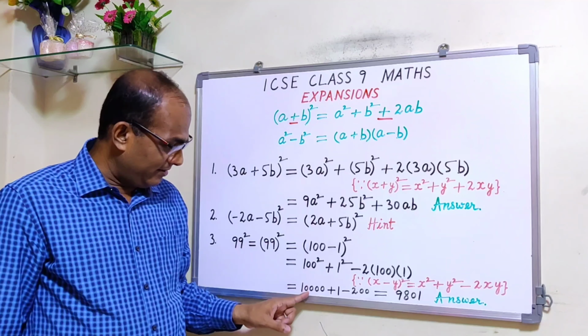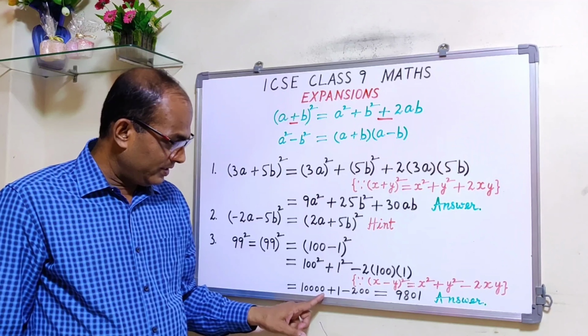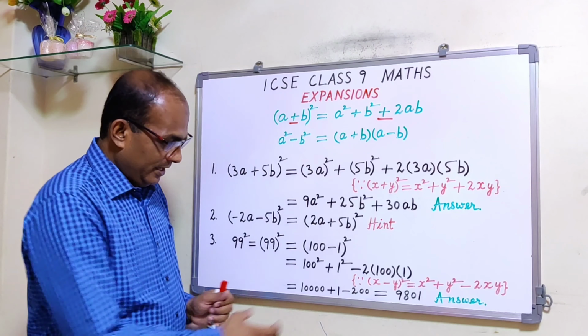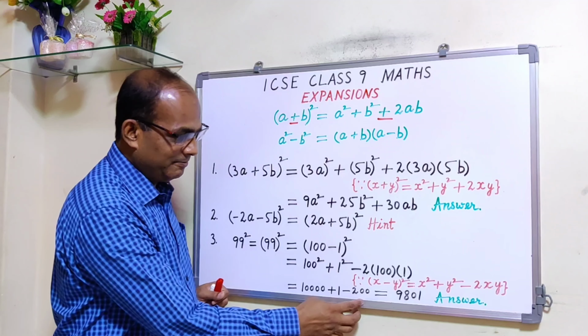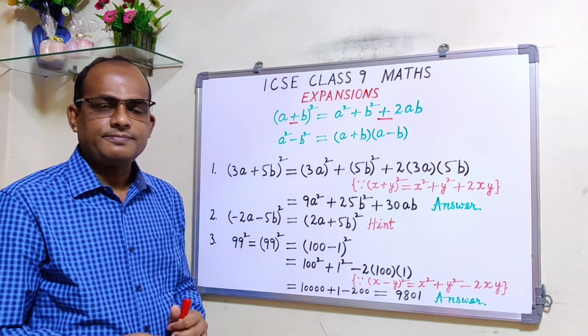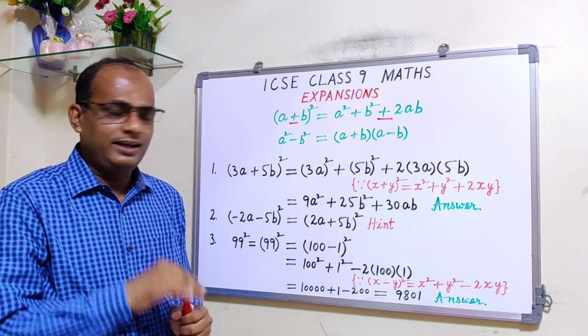Now 100 square is 1 and 4 zeros. 1 square is 1 and 2 ones are 2, 200. You add this and then subtract, that much you can do. And finally you are getting 9801, which is the answer. I think it's very, very clear.